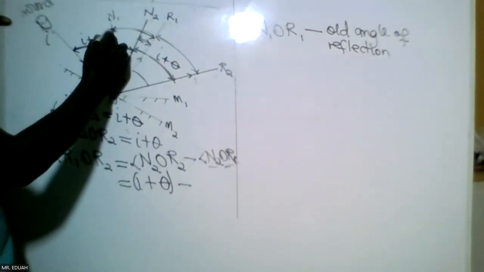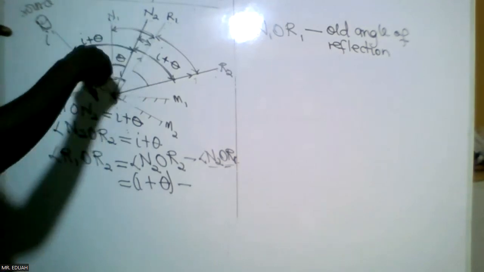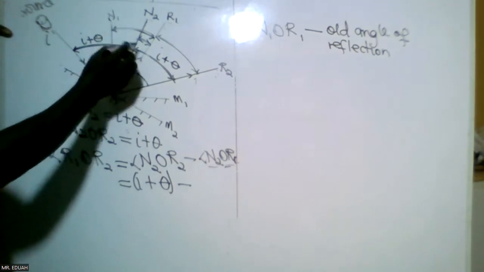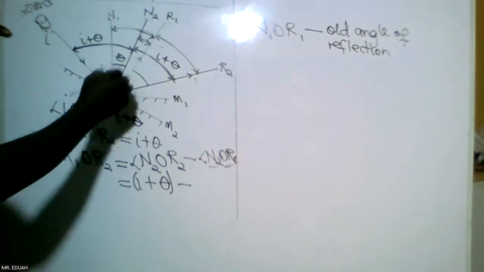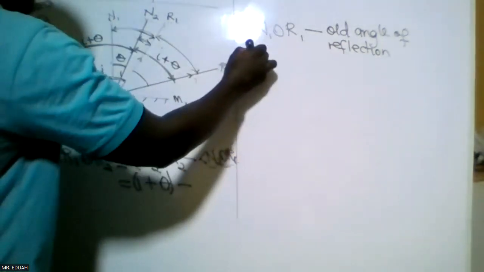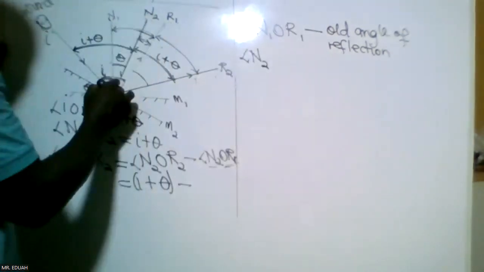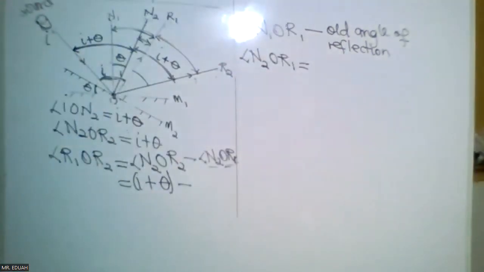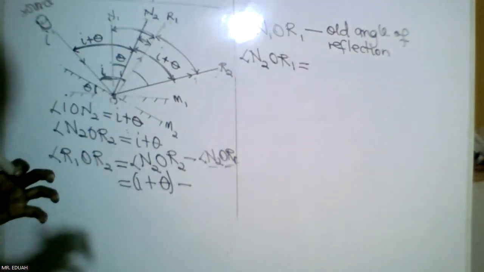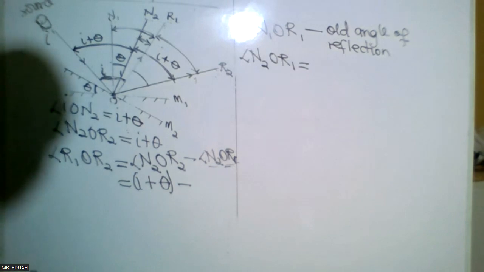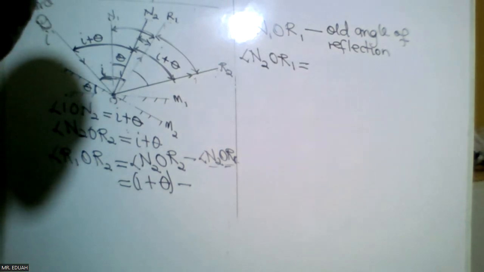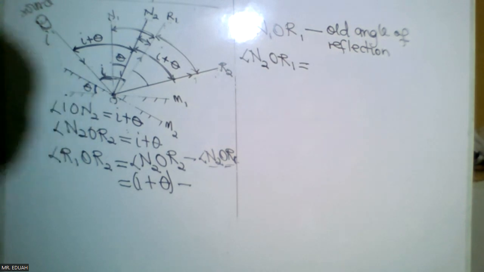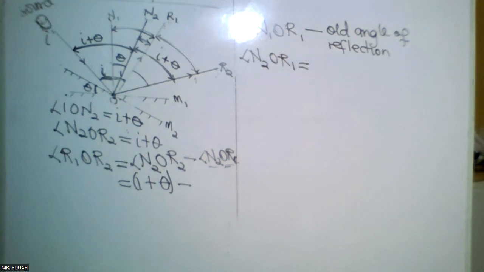Now the angle between the two normals, when rotated and when not rotated, is theta. So what do you think will be this small angle N2OR1? What will be angle N2OR1? Can you think it through and then give an opinion? I plus theta.